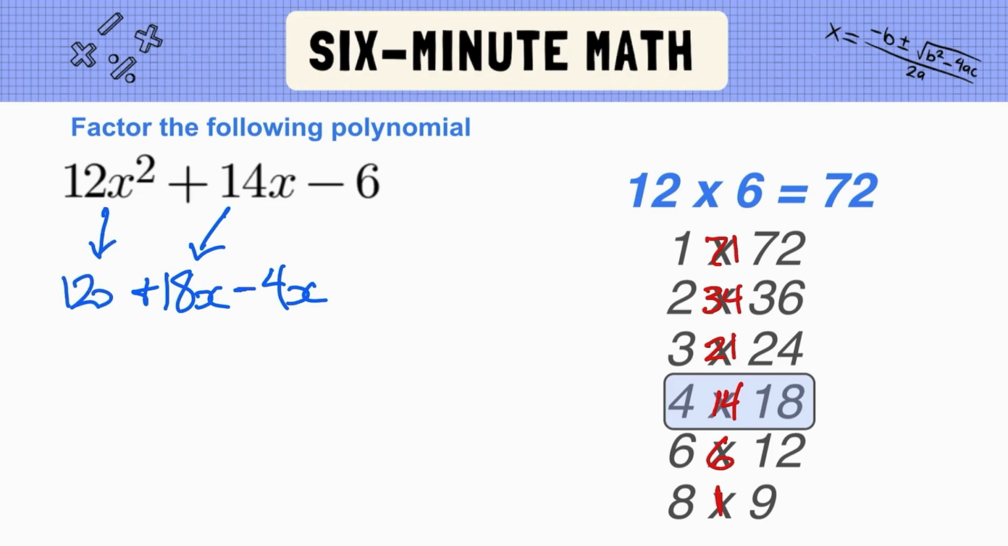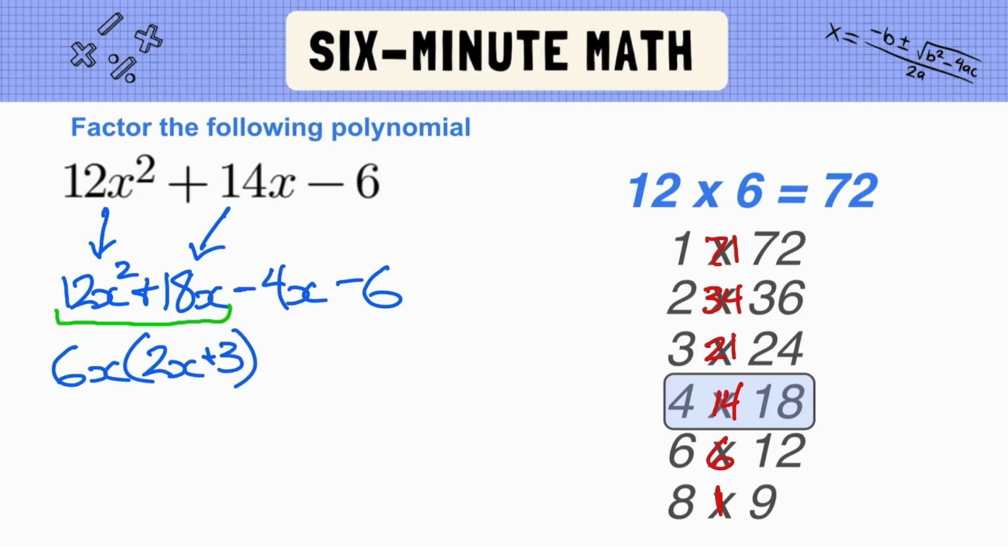Let's drop our a and our c values, and let's factor by grouping. I look at 12x squared and positive 18x, and what can I factor out of that? I can factor out a 6x, leaving me with 2x plus 3.